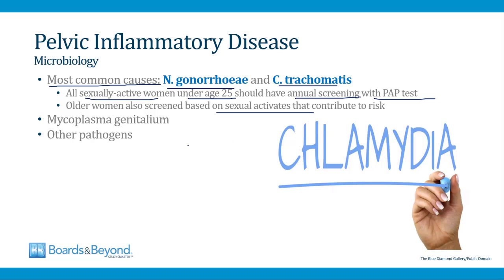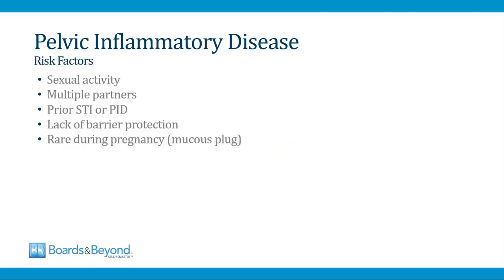Besides gonorrhea and chlamydia, some other potential causes of pelvic inflammatory disease are Mycoplasma genitalium, another less common cause, and there are also many other pathogens, but the two main causes are gonorrhea and chlamydia. The risk factors for pelvic inflammatory disease all have to do with the risk of developing infection with gonorrhea or chlamydia. So this includes sexual activity, especially with multiple partners. A prior sexually transmitted infection or prior PID are risk factors. Lack of barrier protection is a risk factor.